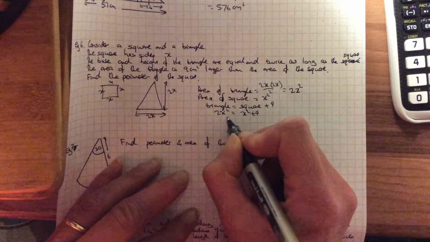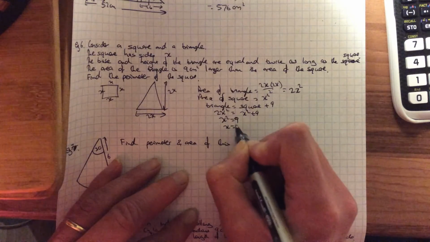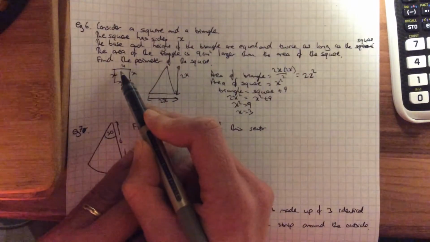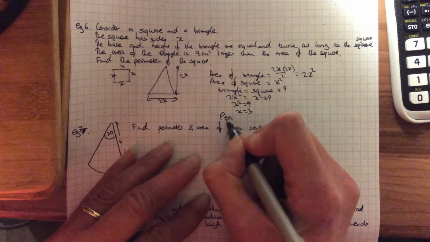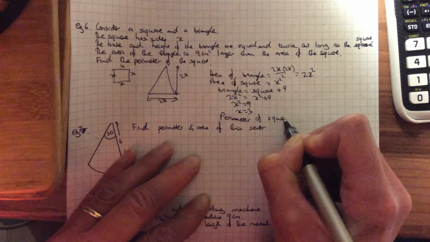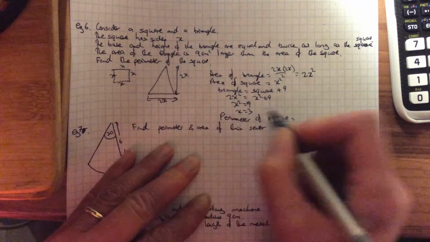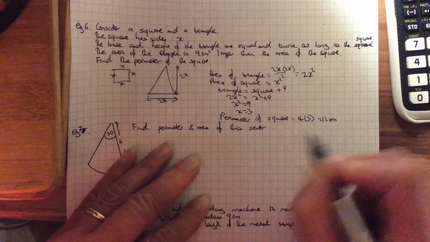Bring this over and take it away. 2x squared minus 1x squared is 1x squared equals 9. So x equals 3. The question wants to find the perimeter of the square. So the perimeter of the square is 4 of these x's, 12 centimetres.